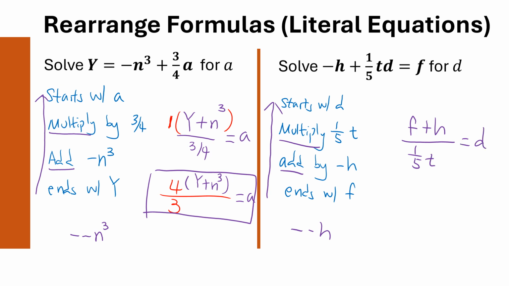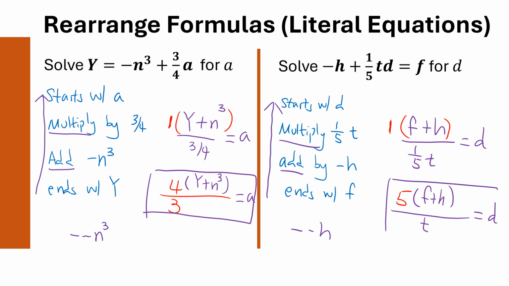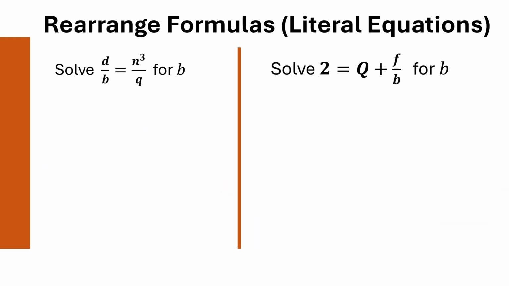Again, to remove the 1/5 in the denominator, there's an invisible 1 on the numerator. And 1 divided by 1/5 is just 5. And then you just bring everything else down. So we have 5 times f plus h on the top. And on the bottom we have t, and that's the equation for the value of d.